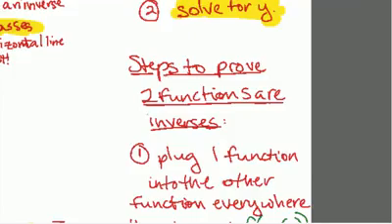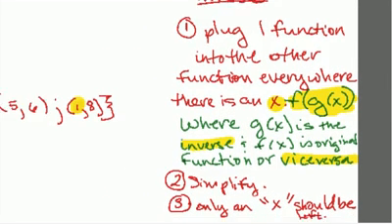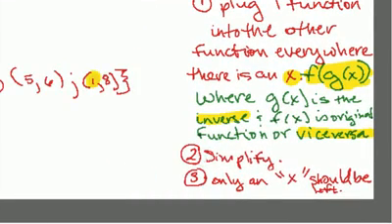All right? What do you do to prove if they're inverses? Well, you plug one function into the other function everywhere there's an x. That's basically what you're doing here in the composites, the f of g of x and g of f of x method, where one function is the inverse and the other function is the original function. So it's either that way or vice versa. It doesn't matter, however you want to look at it. Just plug one function into the other everywhere you see an x. And the only thing after you simplify should be an x that's left over.